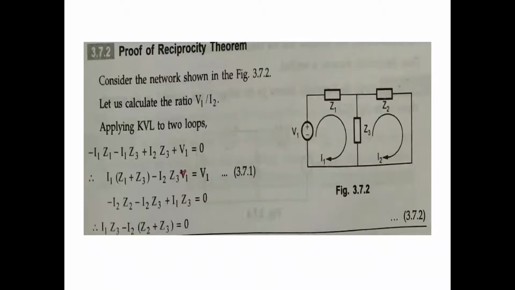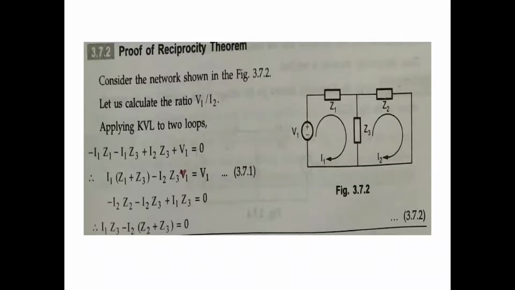Applying KVL to the two loops. Here we calculate the ratio V1 by I2. Applying KVL to the first loop: I1 Z1, next I1 is common, minus I2, Z3 times (I1 minus I2). Writing it out: I1 Z1 plus I1 Z3 minus I2 Z3 plus V1 equals 0. Writing directly, with I1 on one side: I1 (Z1 plus Z3) minus I2 Z3 equals V1. This is equation 1.